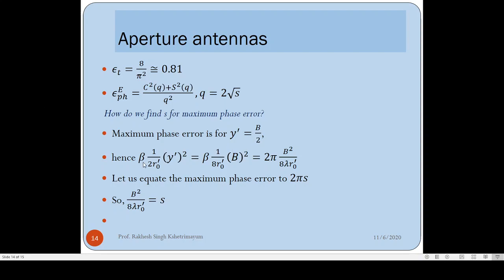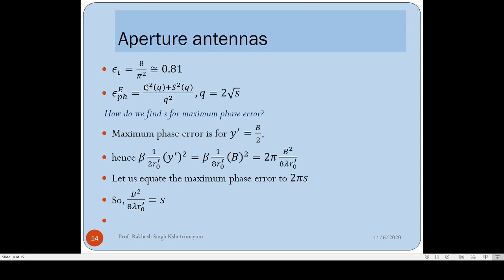Then the maximum phase error is beta by 2 r naught dash times y dash square. For the maximum phase error, y dash will be either plus b by 2 or minus b by 2. You simplify it, it turns out to be 2 pi b square by 8 lambda r naught dash. You equate this maximum phase error to 2 pi s, then s will become b square by 8 lambda r naught dash. This is the value of s for the maximum phase error. So we have s, we can plug in and find out what is q. Once we have q, then you find out epsilon phase.